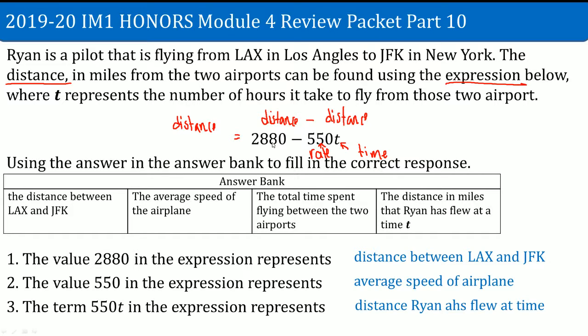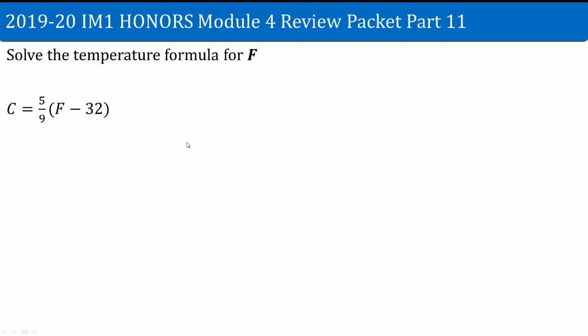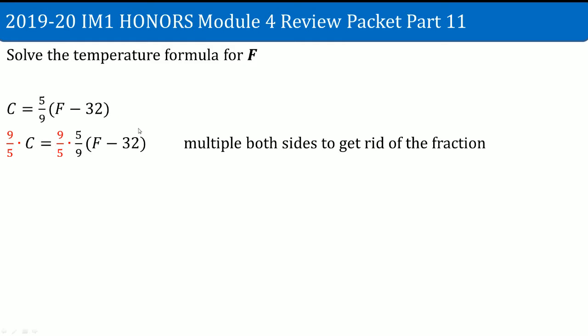All right. Solving for temperature. Again, you're trying to get F alone. There are a lot of ways of doing this. I'm going to multiply both sides by 9 over 5, because watch what happens here. 9 over 5 times 5 over 9: 9 times 5 is 45, 5 times 9 is 45, which simplifies to just 1.